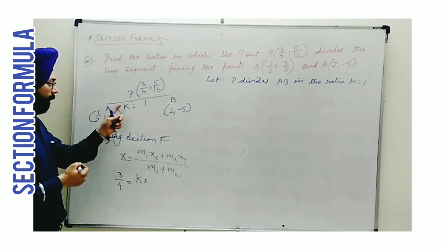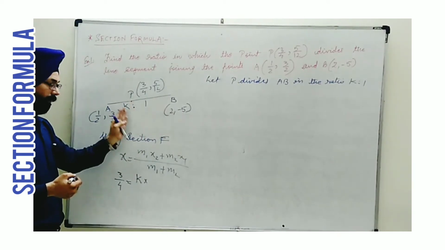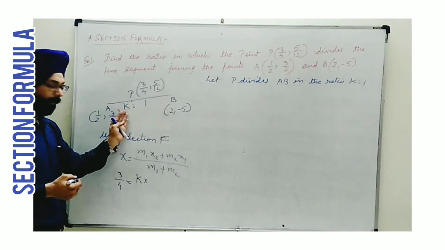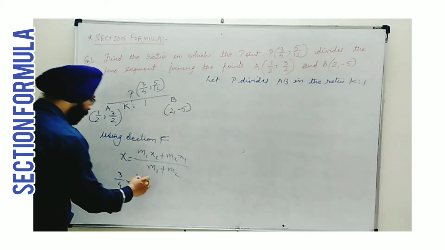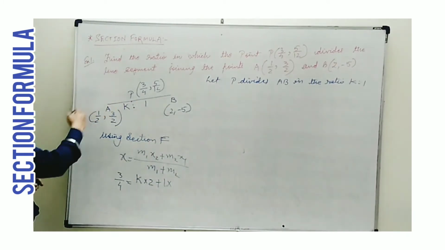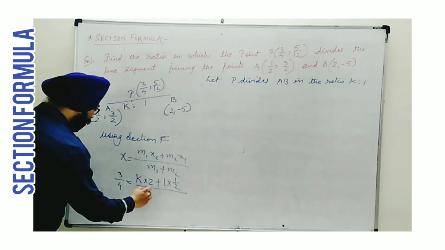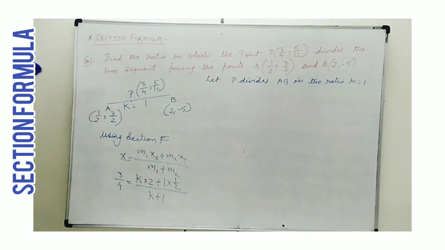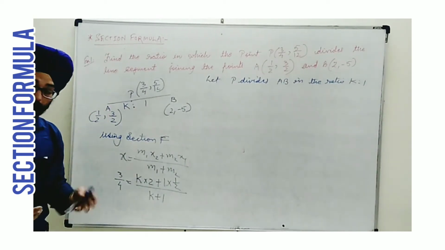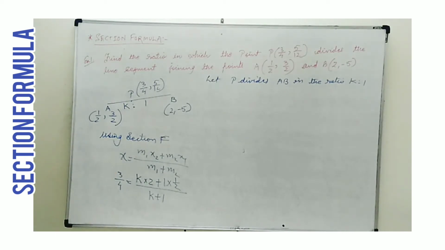Now think of it. K is multiplied to the abscissa of the other side, since K is the left-hand side of P. So we multiply this to the right-hand side abscissa, which is 2, plus m2, which I have taken as 1, into x1, the left-hand side abscissa, which is 1 upon 2, upon m1 plus m2. Obviously it is K plus 1. Now when we get this relation, our purpose is to find the value of K is to 1, or we can say our purpose is to find the value of K only. So this relation will be simplified to get that value. Let's see.